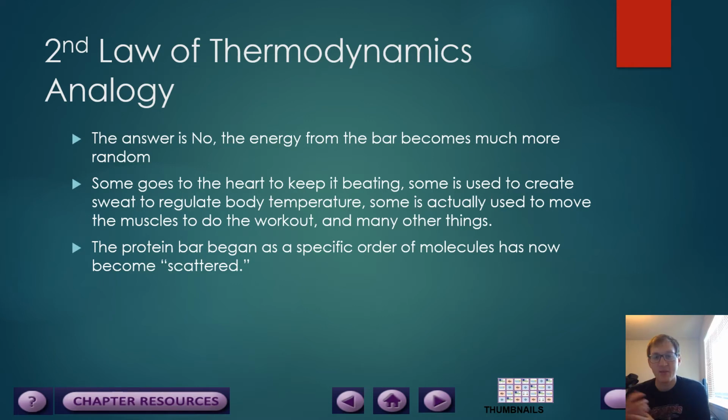Some goes to the heart to keep it beating. Some is used to create sweat to regulate body temperature. Some is actually used to move the muscles to do the workout like you wanted, and many other things. The protein bar began as a specific order of molecules, and now that energy has become scattered to multiple things. So when we're talking second law of thermodynamics, we're talking about going from order to less ordered.